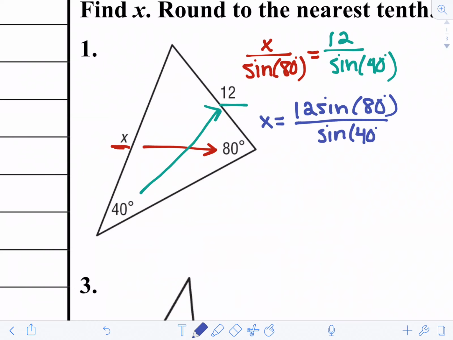Now, if you have to show the other step in between those two, just for your sake, then that's completely fine. Whatever's going to help you get the correct answer. So then we're going to do 12 times sine of 80, divide that answer by the sine of 40, and you will end up getting 18.4. And again, there's no units on this triangle, so you just leave it as 18.4.